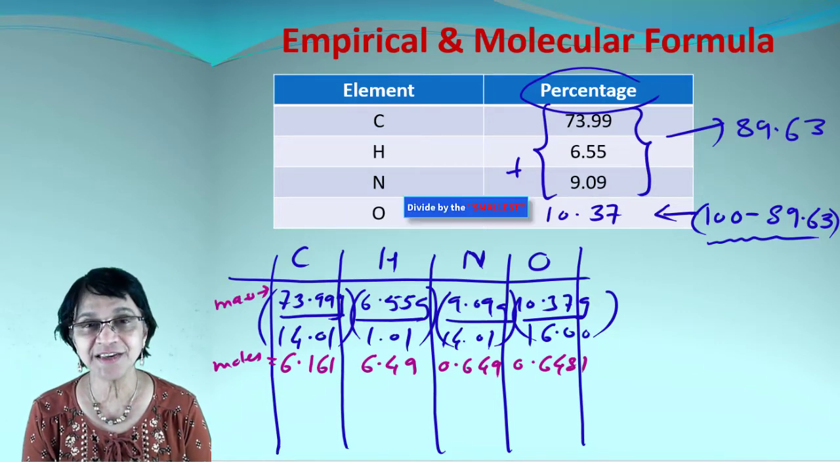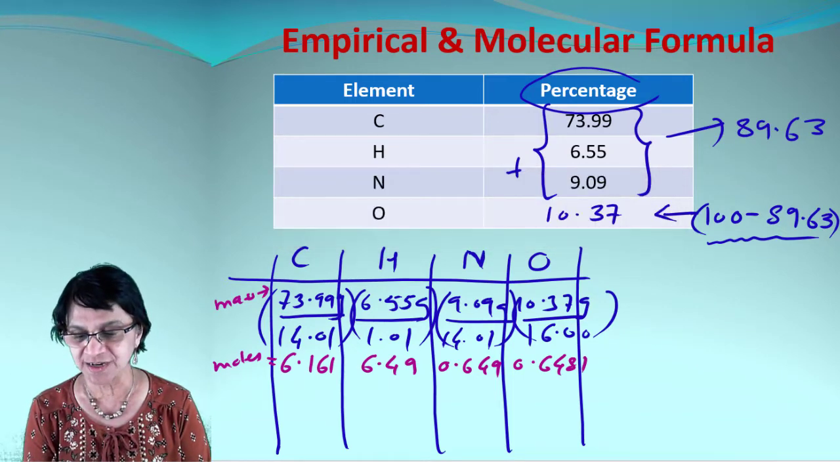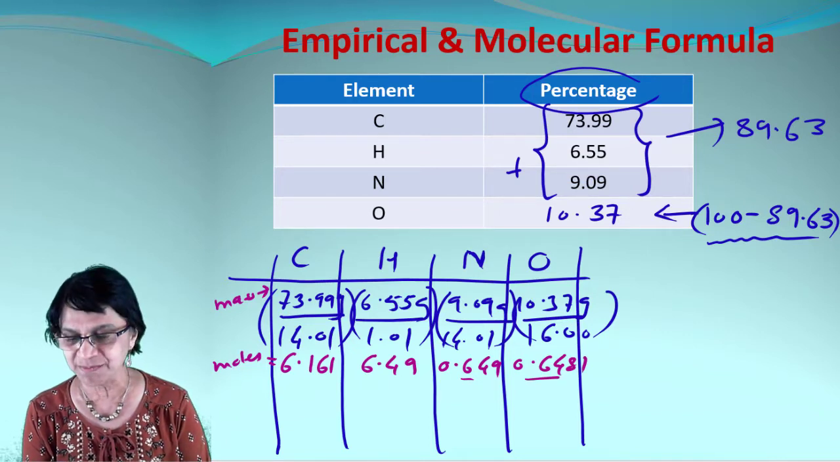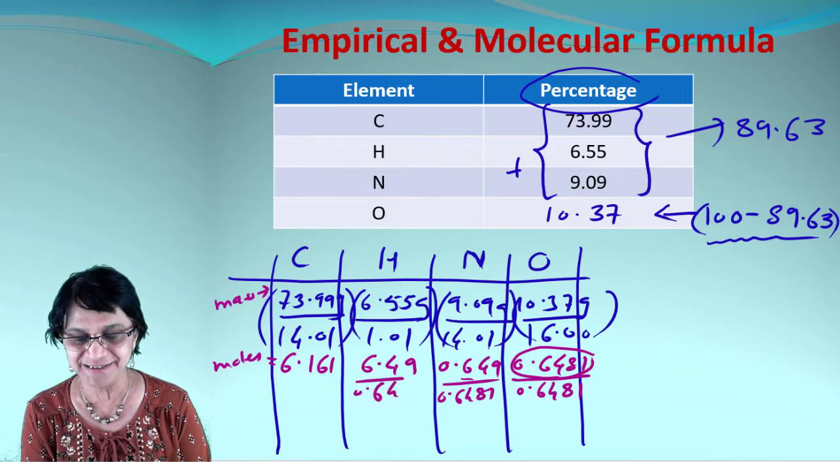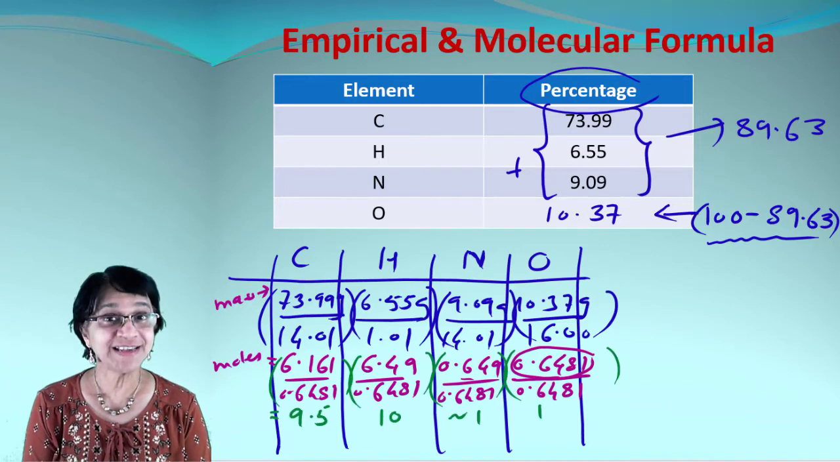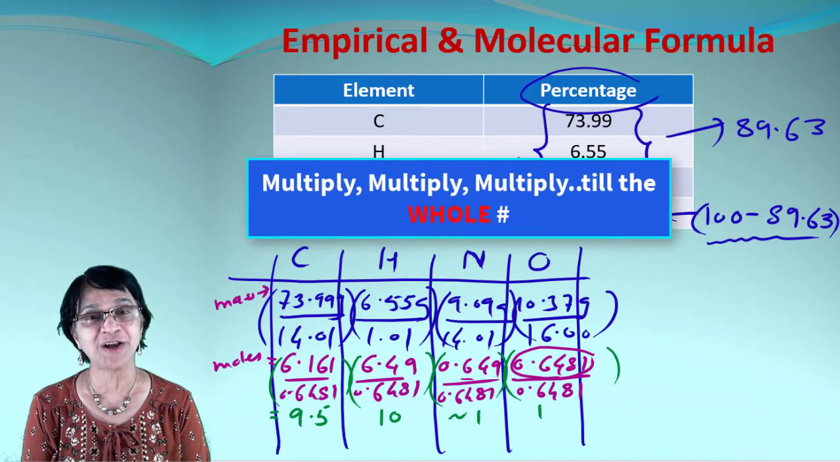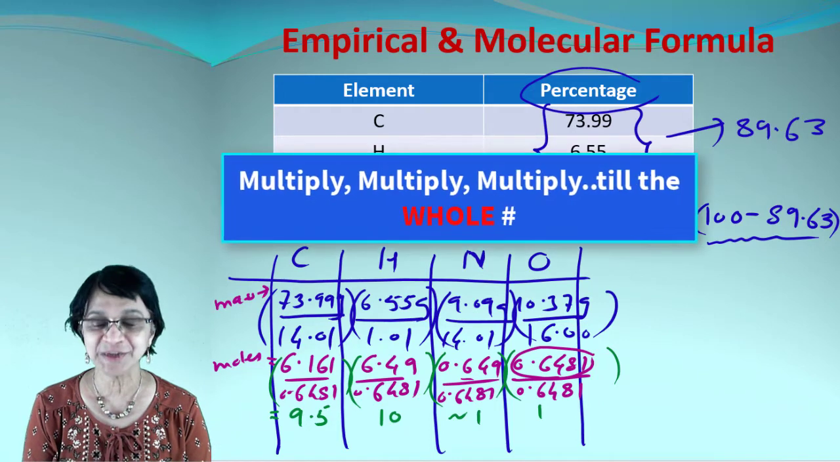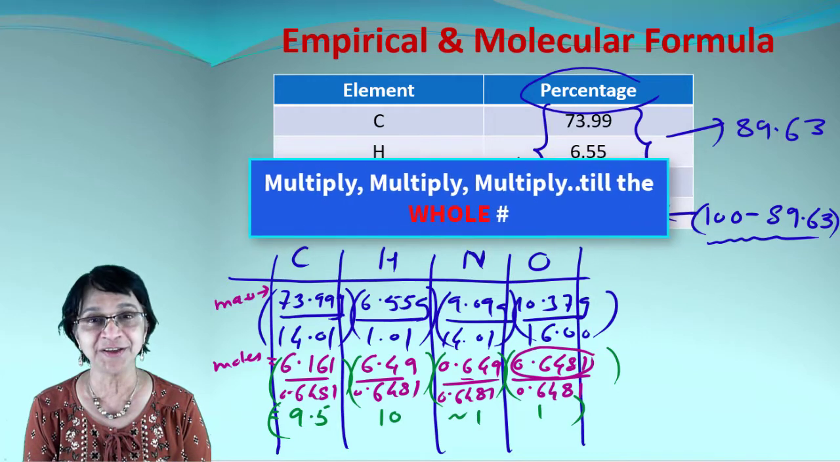The next step is divide by the smallest. Look at this. Which is the smallest one? These two look almost the same, but this is probably the smallest one. So we're going to divide each of those by 0.6481, the smallest number. Let's see what you got. That was easy. Now, what is the last step? If you don't get the whole number, 9.5 is not a whole number. So what do? We multiply, multiply, and multiply till the whole.